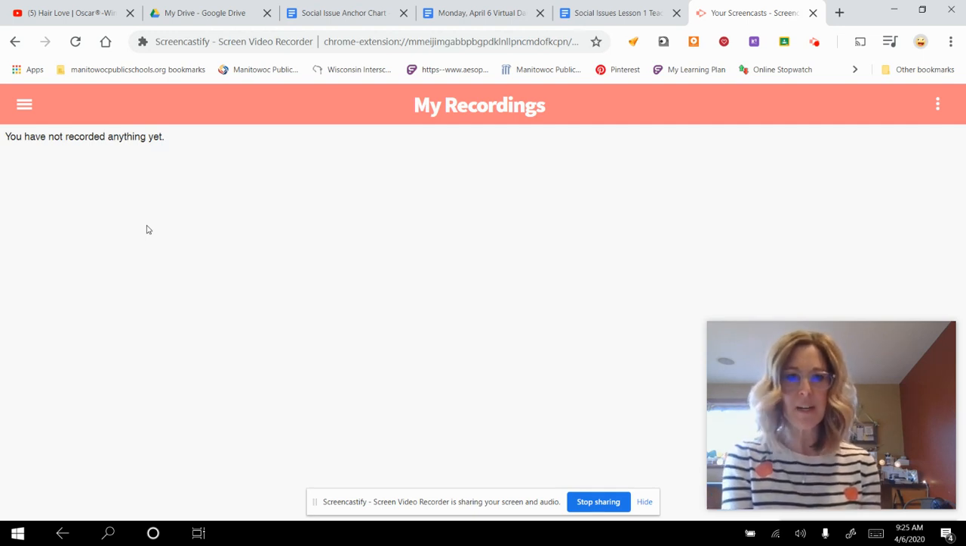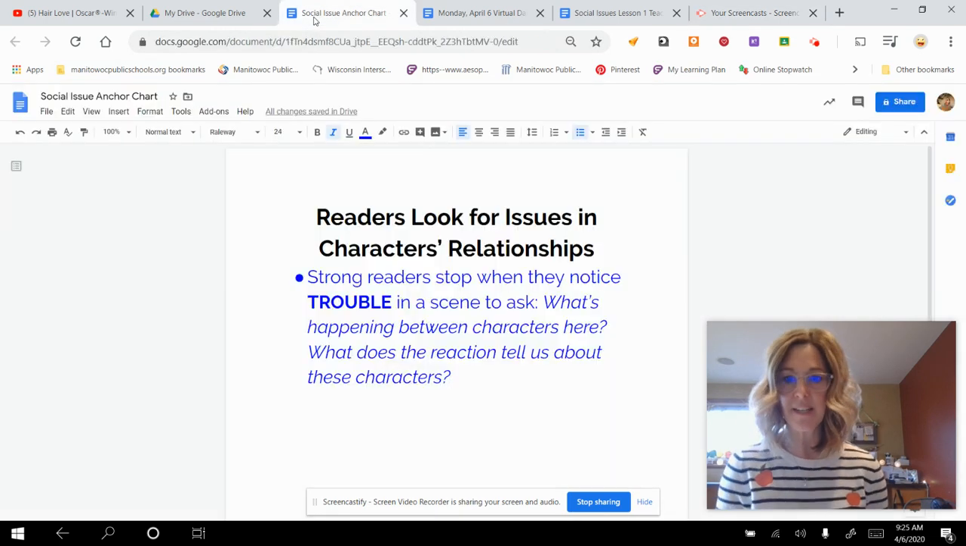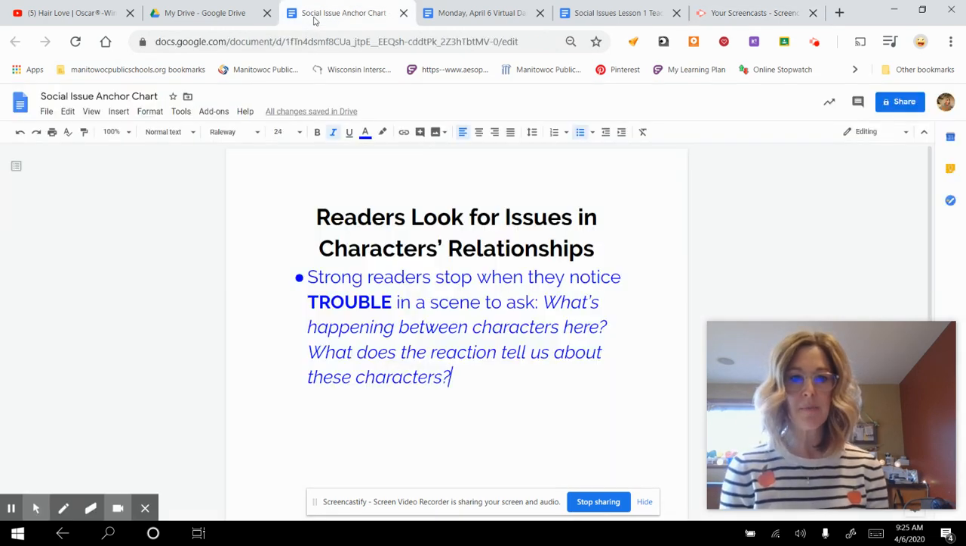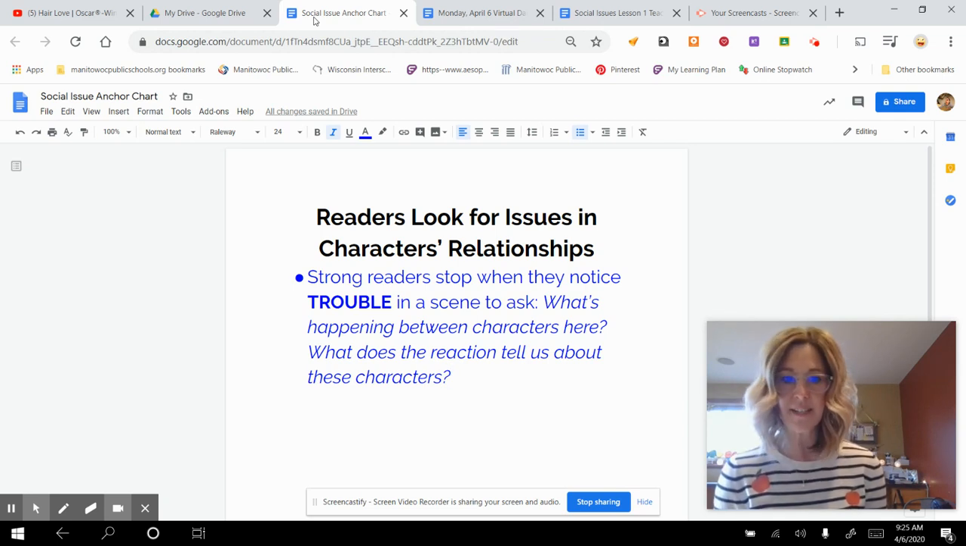So one of the things that I want to show you today is an anchor chart, and it says readers look for issues in characters' relationships. And the thing that we're focusing on today is strong readers stop when they notice trouble in a scene to ask, what's happening between characters here? What does the reaction tell us about these characters?